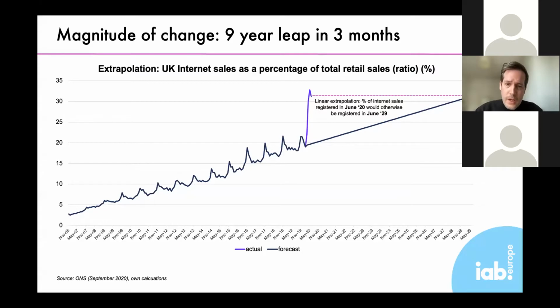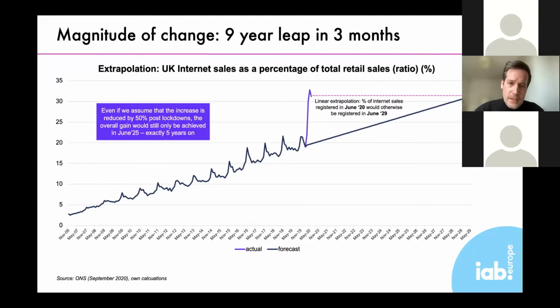And if we do an extrapolation, we can see that if we continued on the growth trajectory, normalized for cyclicality, that we had previously, it would probably have taken 9 years to reach where the UK was in June. And if we say, right, if the economy opens up and e-commerce even contracts by around 50% from that peak, we'd still be in a 5-year leap, exactly in June 2025.